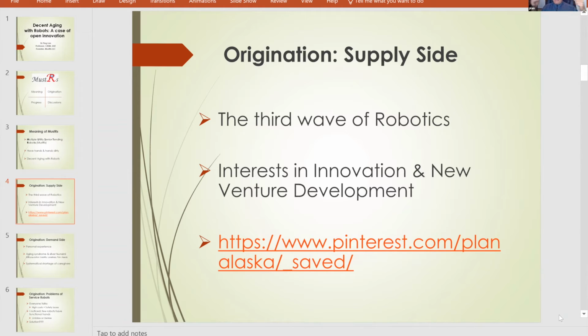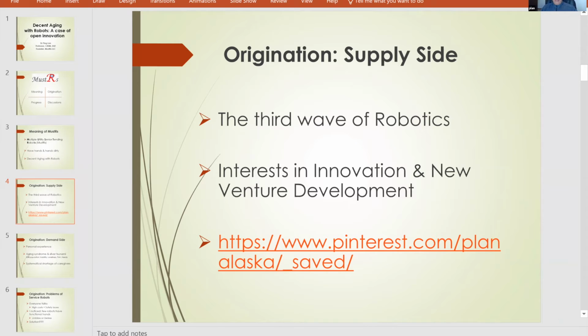After that, I spent a lot of time doing research on innovation and new venture development. I teach innovation management and a new venture development course for our MBA program, so I'm interested in this area. The third thing is that I have spent several years on robots, trying to collect information.